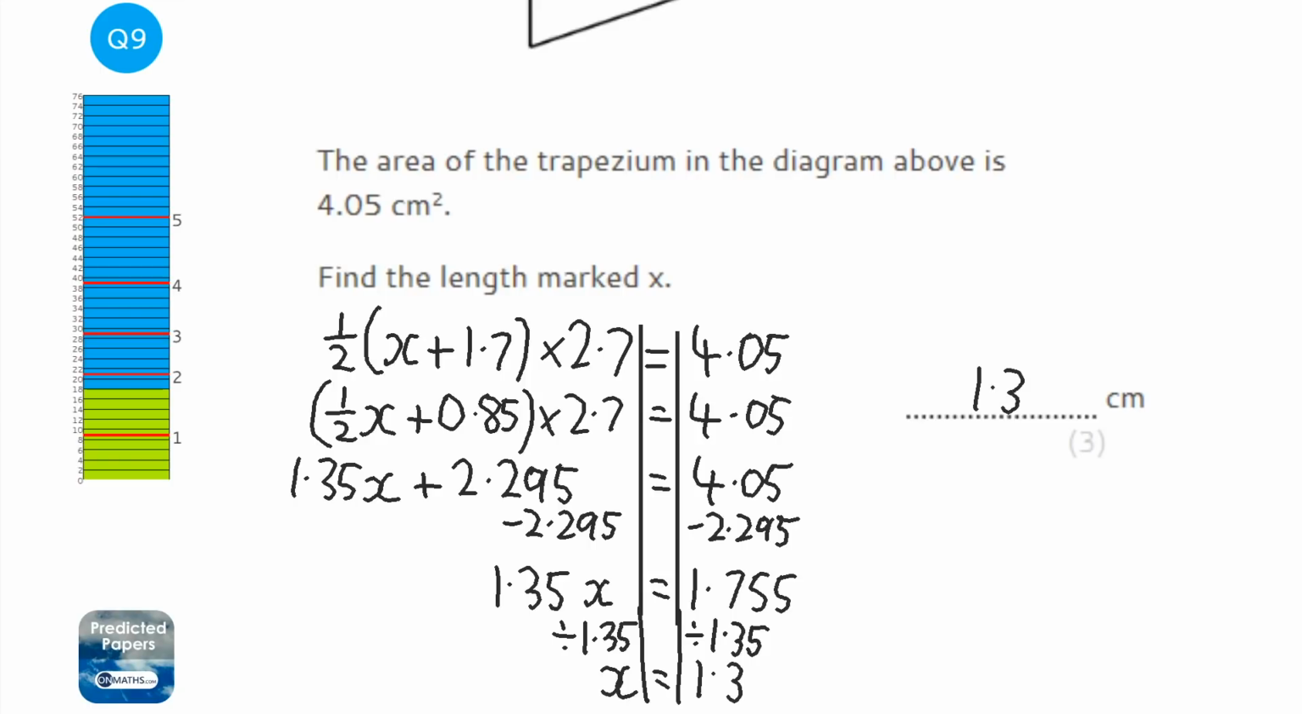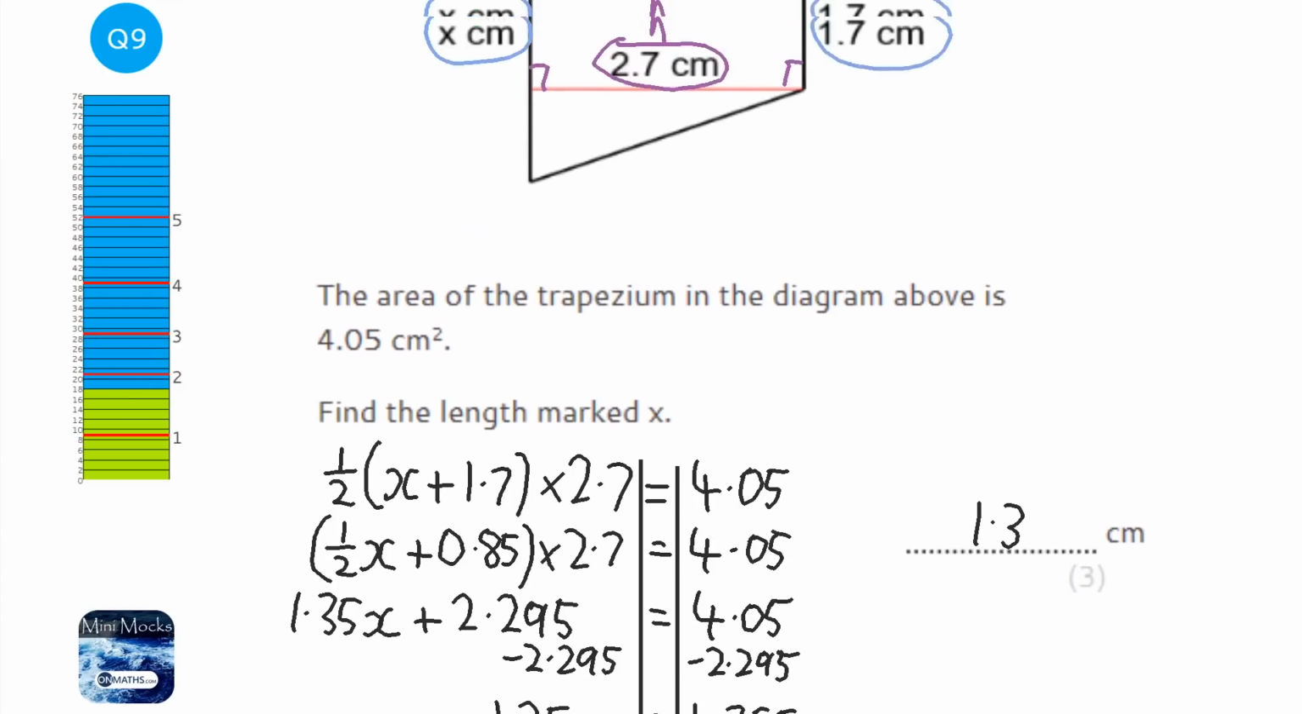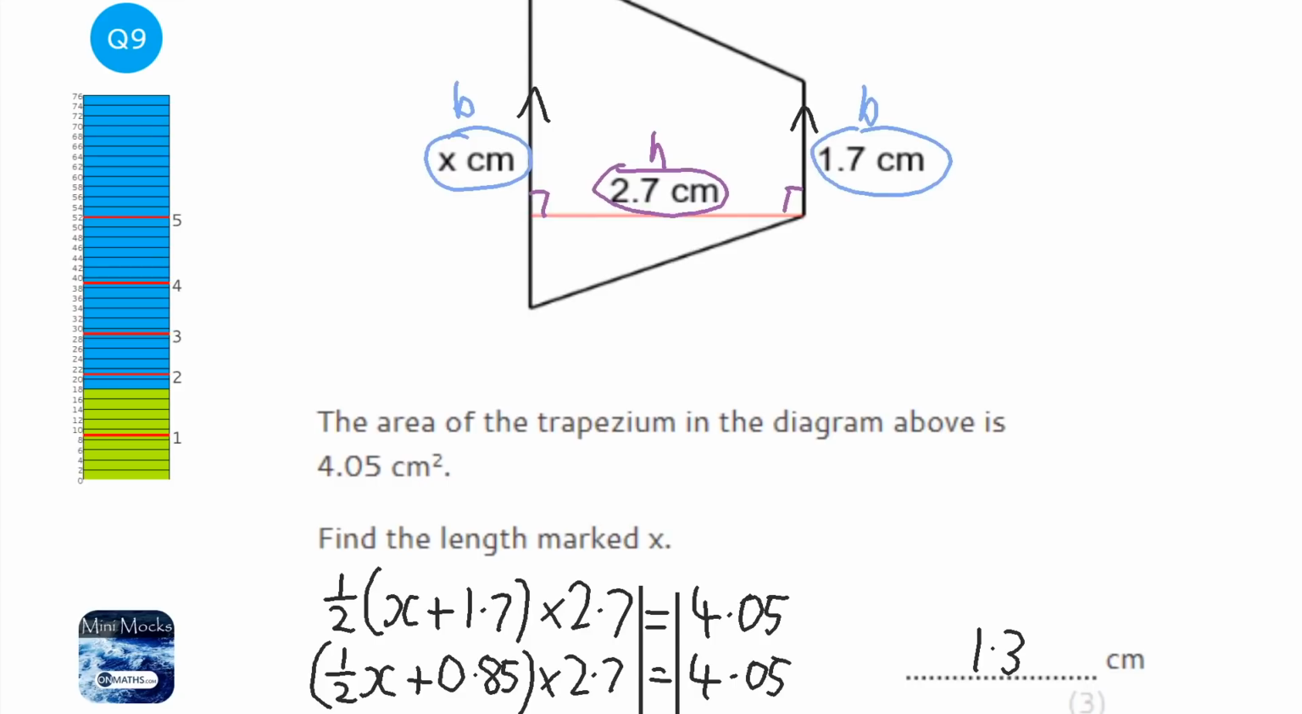Now there's different ways of doing that. I could have divided both sides by 2.7 and then times both sides by 2 at the start, and that would have also worked, and then taken away the 1.7. Probably would have been easier, but I thought this might have been easier to show, but it's up to you, as long as you get the answer 1.3. Now I can check that. So I'm going to do 0.5 times brackets 1.3 plus 1.7, close brackets times 2.7, and it gives me the answer of 4.05, so I know it's correct.